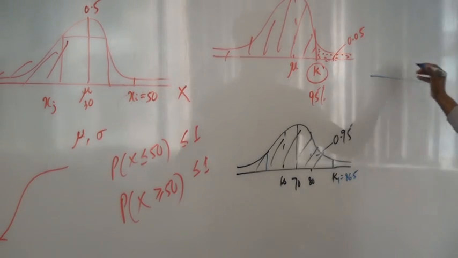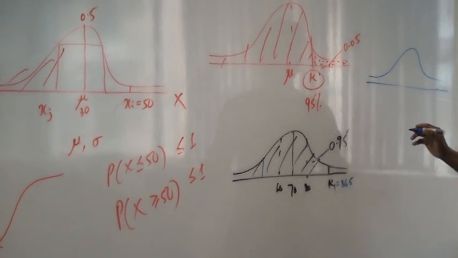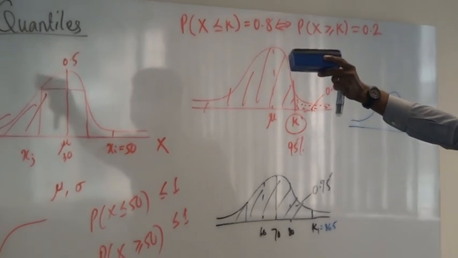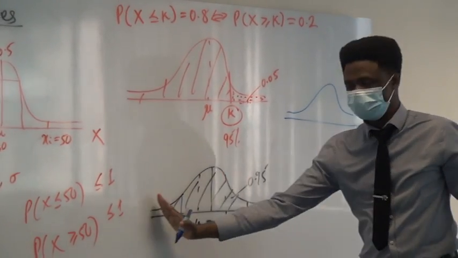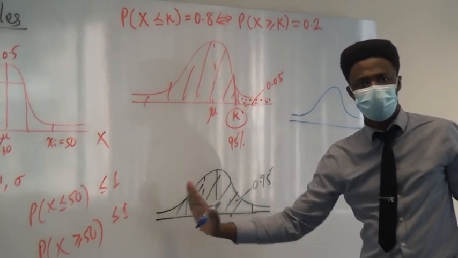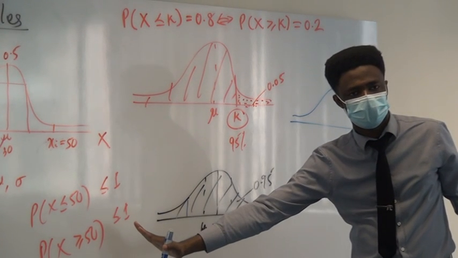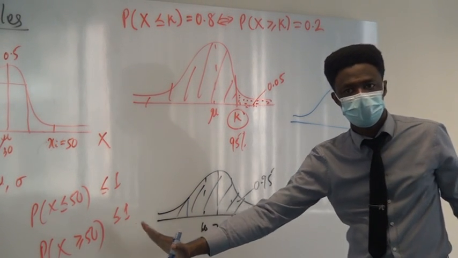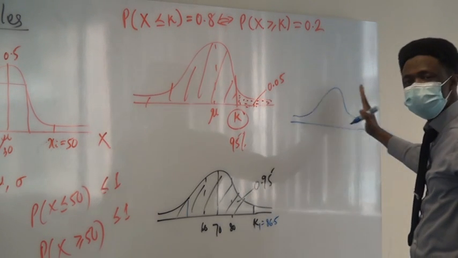Okay, maybe I draw a new picture. When you say tail left, this is what they mean by that. The shaded part is on the left. Understand? Tail right means the shaded part is on the right.